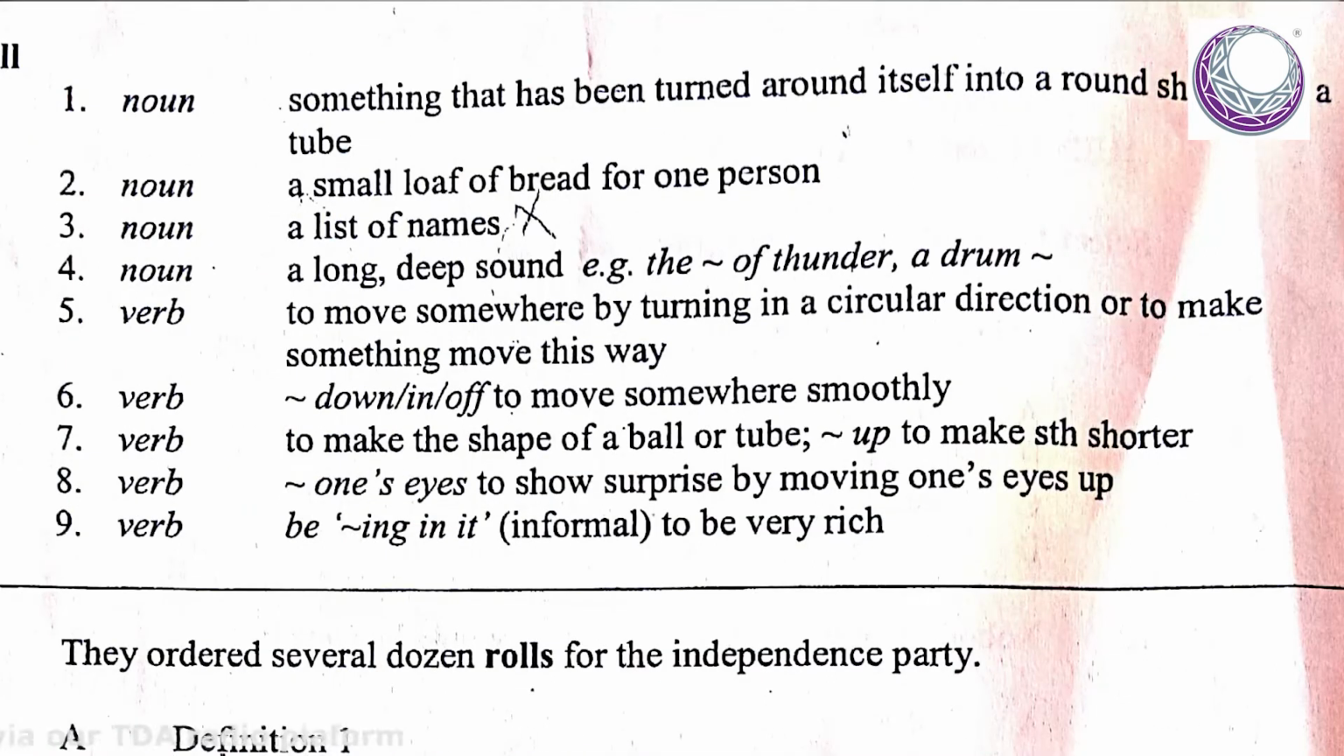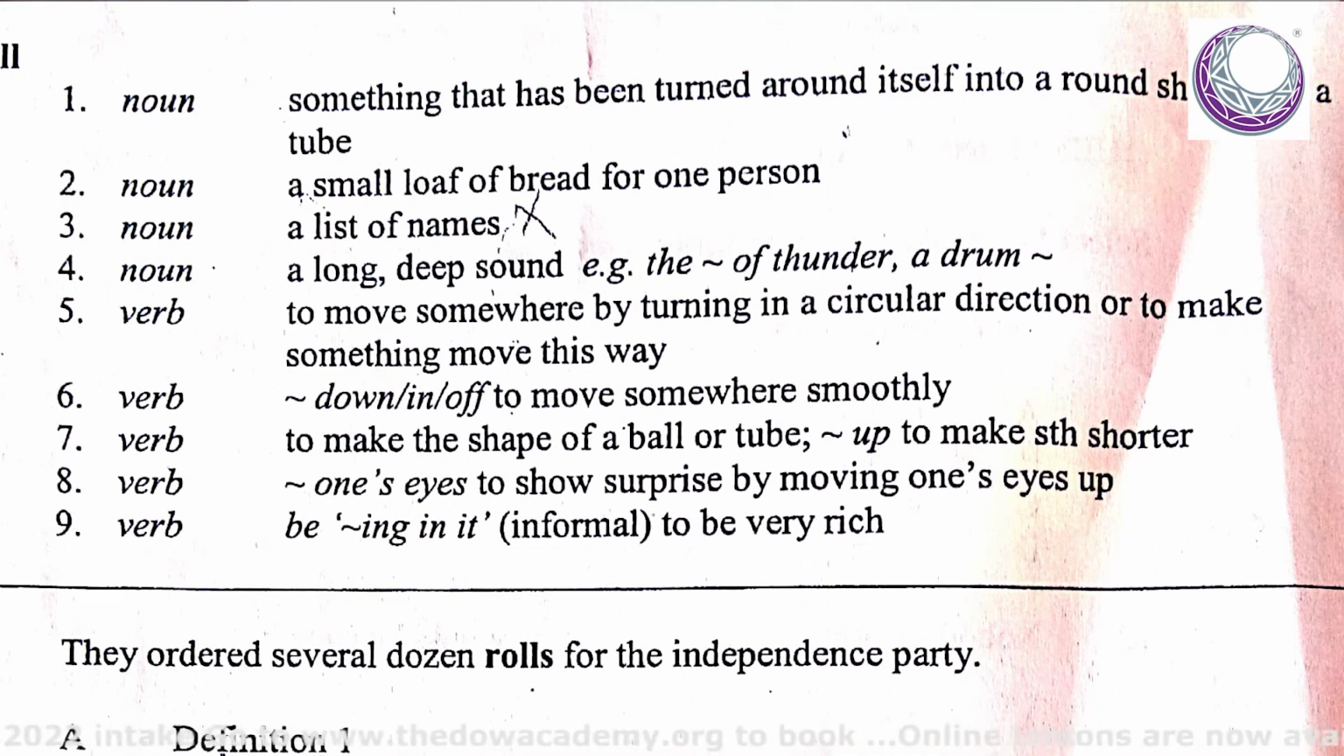Here we go back to our table, and we have bread. Is it talking about bread? No. Is it talking about something that has turned around itself? Definitely no. But we can settle for a list of names, the victims, people who succumbed to the war, people who died in the war. So this is our answer. So it should be meaning 3 as the answer for this question.